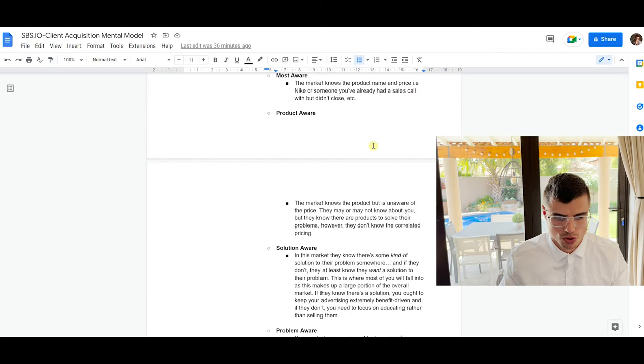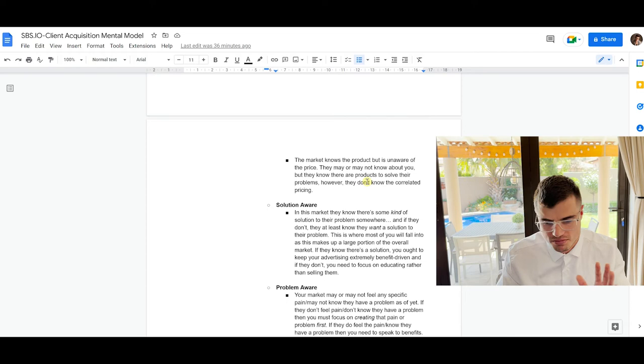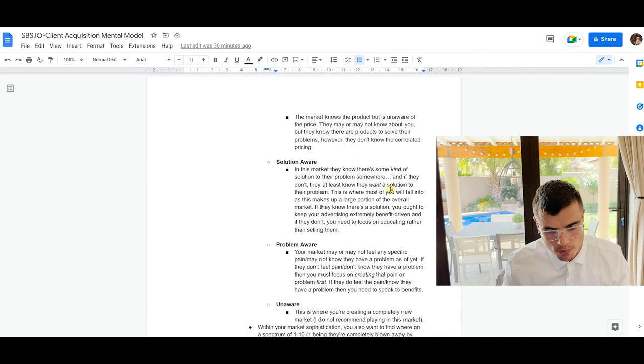Then you have product aware. The market knows about your product but is unaware of the price. They may or may not know what you specifically do, but they've seen it somewhere, and they're kind of aware that it solves a certain problem. However, they don't know how it correlates to the pricing.